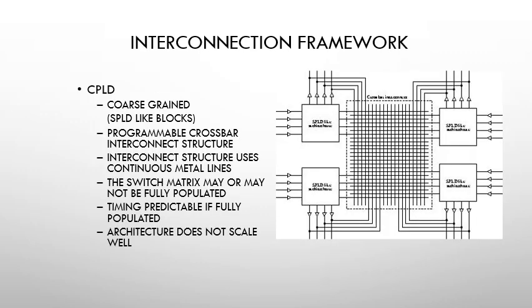Then CPLD. CPLD means coarse grained SPLD-like blocks. A programmable crossbar interconnect structure is also shown here, and the interconnect structure uses continuous metal lines. The switch matrix may or may not be fully populated. The architecture does not scale well. Here we have single SPLD connections combined together to make the CPLD structure that is shown here.